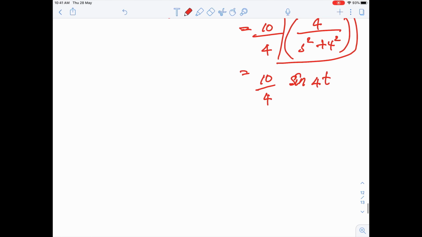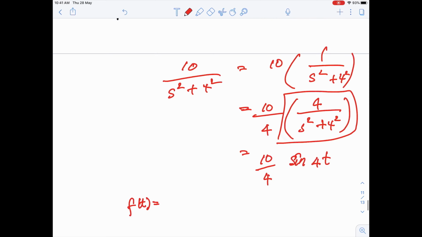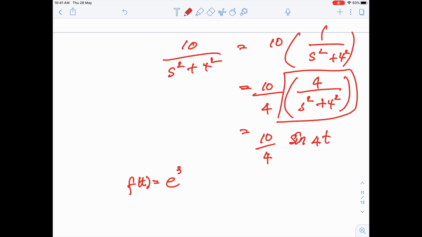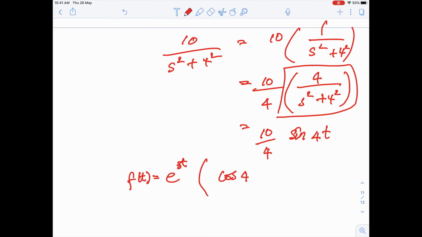By combining all together again, you will get f(t) equal to e to the 3t times cos 4t plus, and this one you may simplify, 5 over 2 sine 4t. So this is the correct answer. Please be careful. Sometimes we know how to answer, but with carelessness we make mistakes, and then we will not get the correct answer.